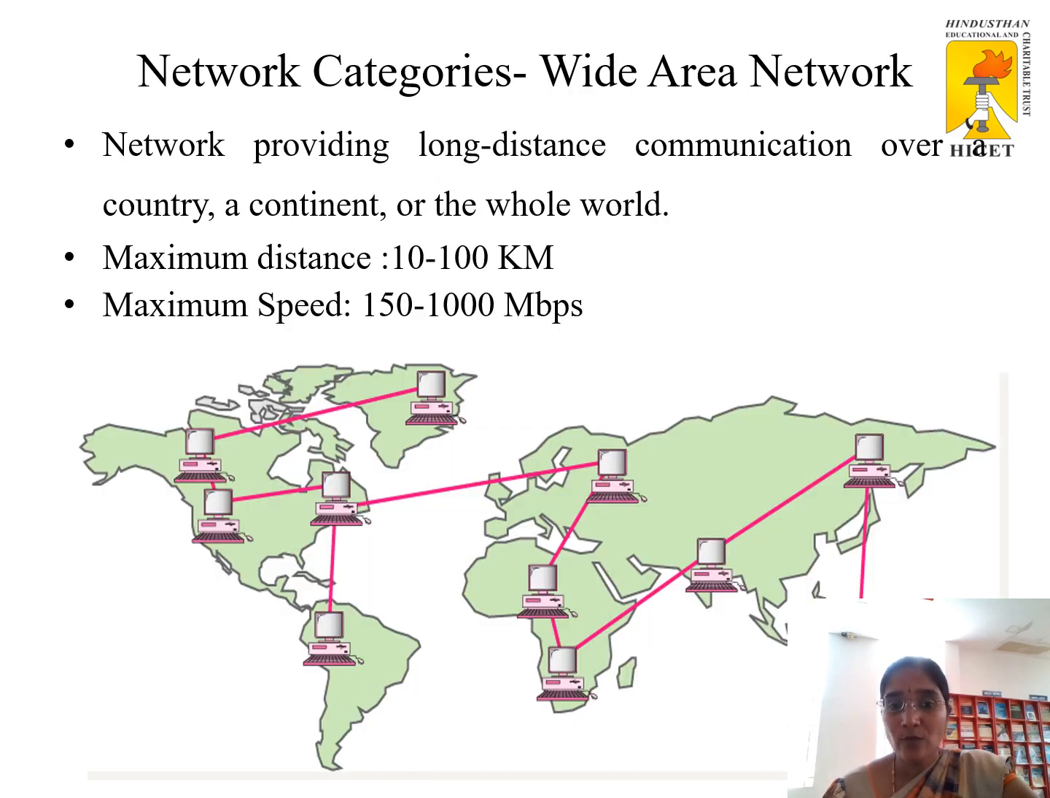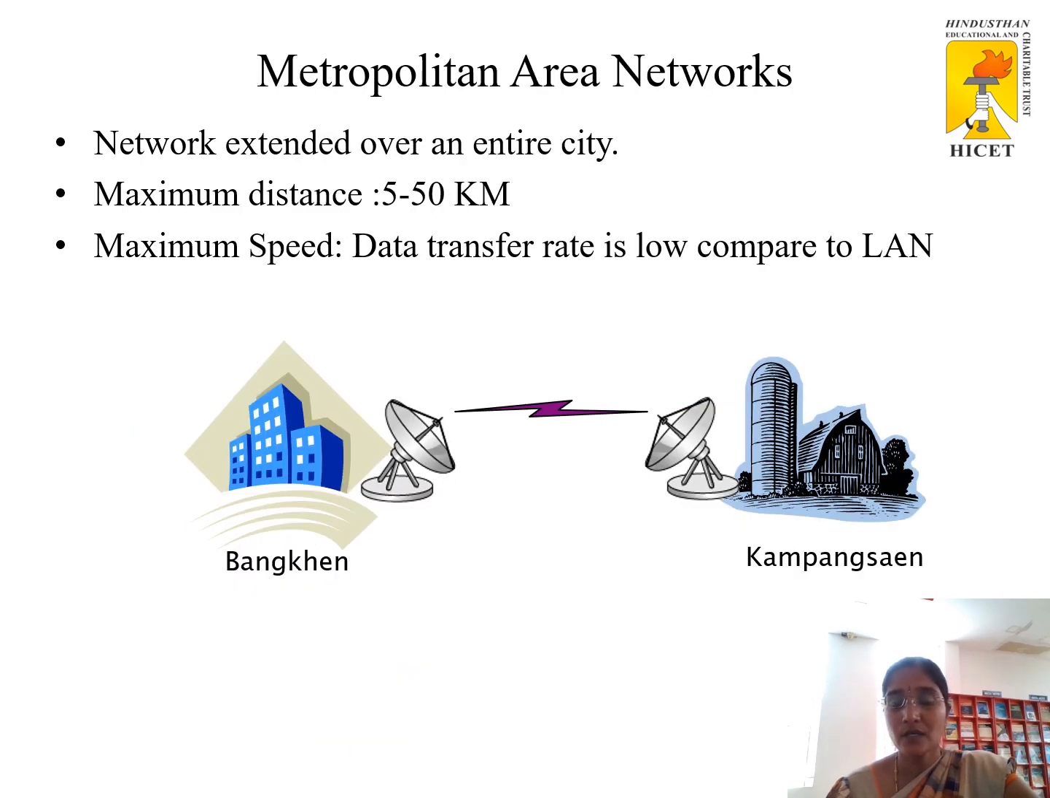Whereas a wide area network is mainly used for making connections for long distance communication over a country, a continent, or the whole world. So the distance will be 10 to 100 kilometers, and its speed also will be much faster when compared to that of a LAN, that is 150 to 1000 Mbps. Whereas a metropolitan area network is extended over an entire city. So it covers a minimum of 5 to 50 kilometers, and the data transfer rate will be low as compared to that of a LAN. So it will be very slow, but you can get connected within a particular city. This is how the communication happens in EB offices in our country.